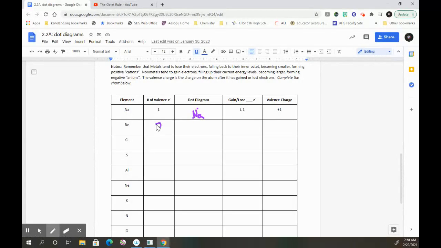Be has 2 valence electrons because it is in group 2A. So draw the symbol for Be, and we're going to draw 2 valence electrons, one on the top and one on the side. So again, we need to decide whether it's going to gain or lose electrons to get a full outer shell. And here it will be easier for beryllium to lose these 2 valence electrons than it would be for it to gain 6. So here it will lose 2. And then once it loses 2, its valence charge will become +2.